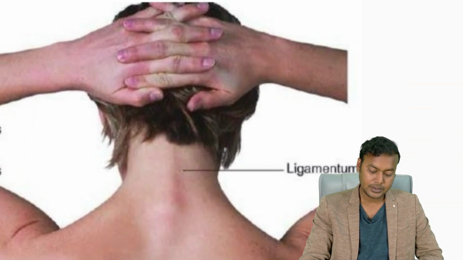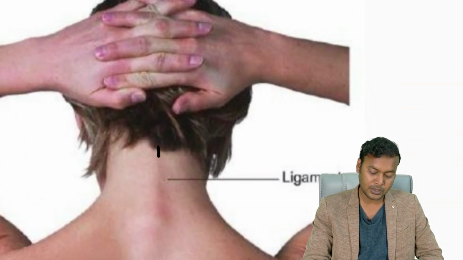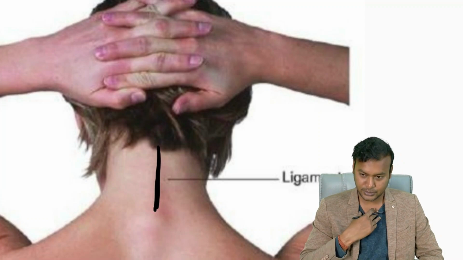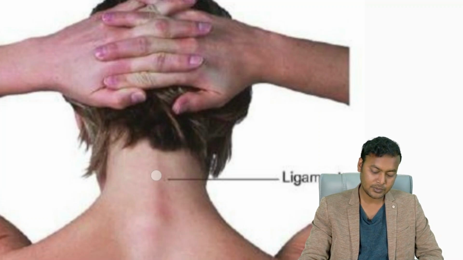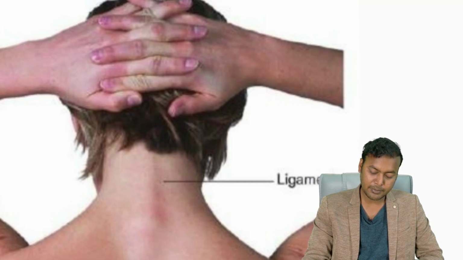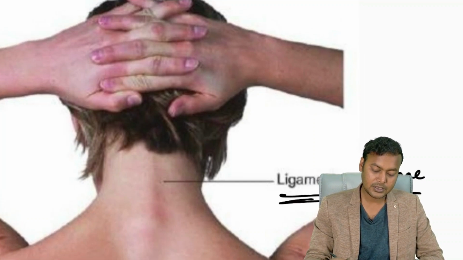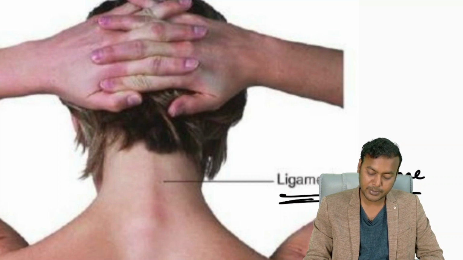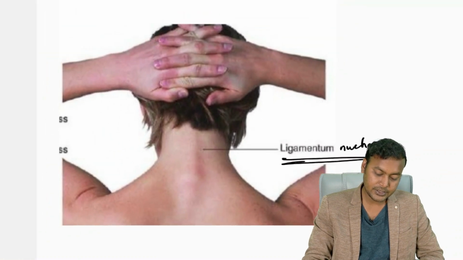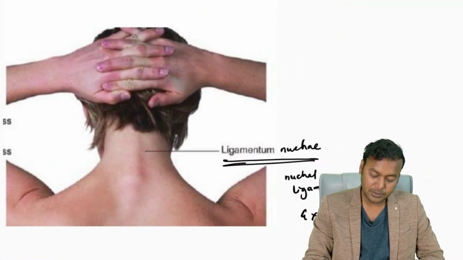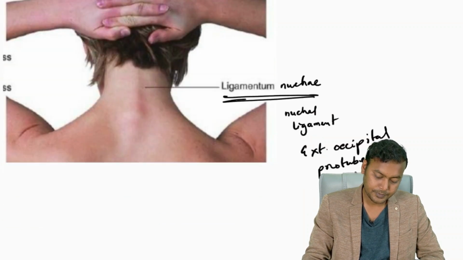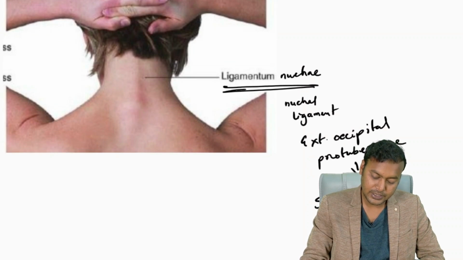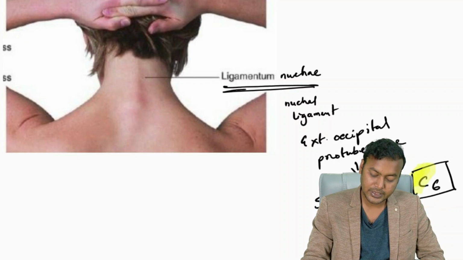Apart from that, I want all of you to know about this prominent structure. When you flex your neck, this structure which becomes prominent is known as the ligamentum nuchae, or the nuchal ligament. It extends from the external occipital protuberance to the sixth cervical vertebra. So to the C6 level it is extending.